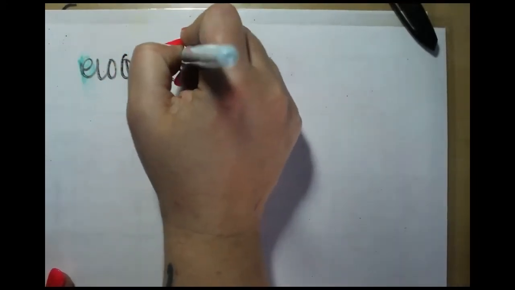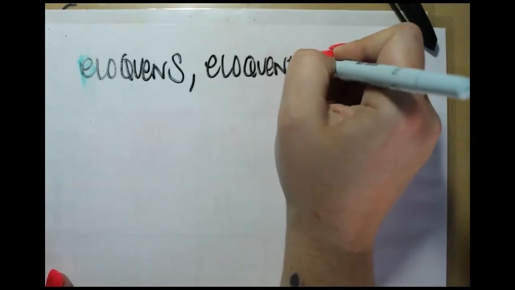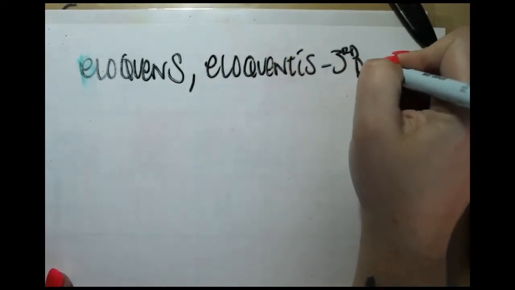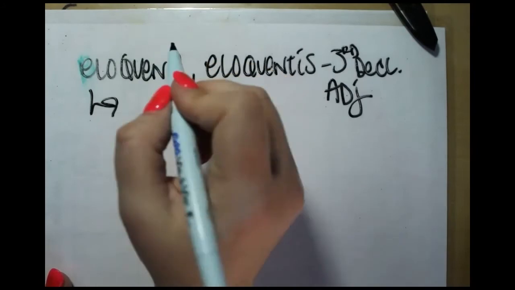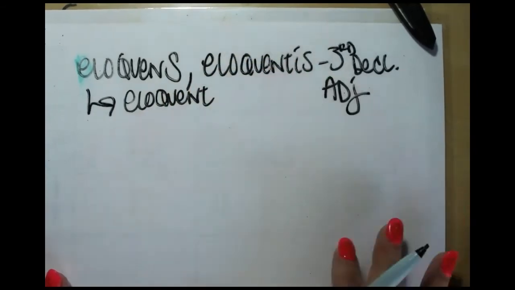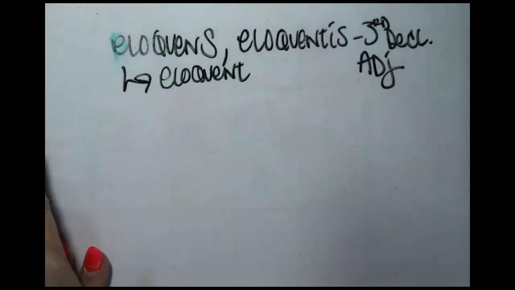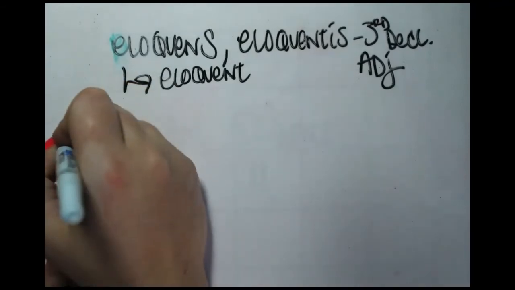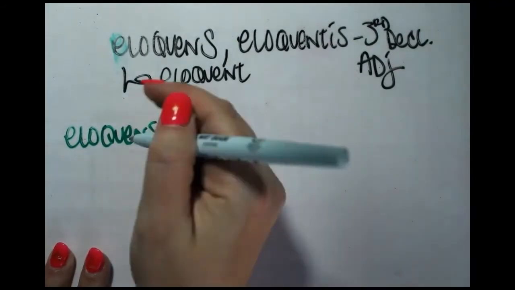Let's decline it really quickly. Eloquens, eloquentis. This is a third declension adjective, and it means eloquent. Sometimes they're just that easy, especially when you're dealing with a derivative from the language. It makes it just that easy. All right, so the singular will be over here, plural forms over here. We start with eloquens, the eloquent. That's what's given to us in our nominative form here.